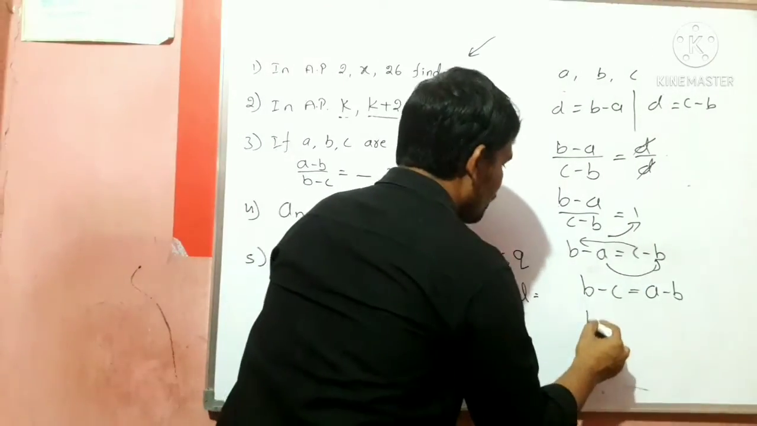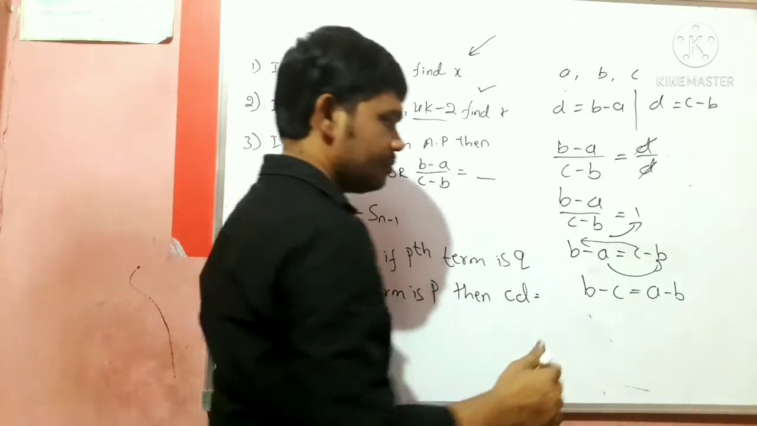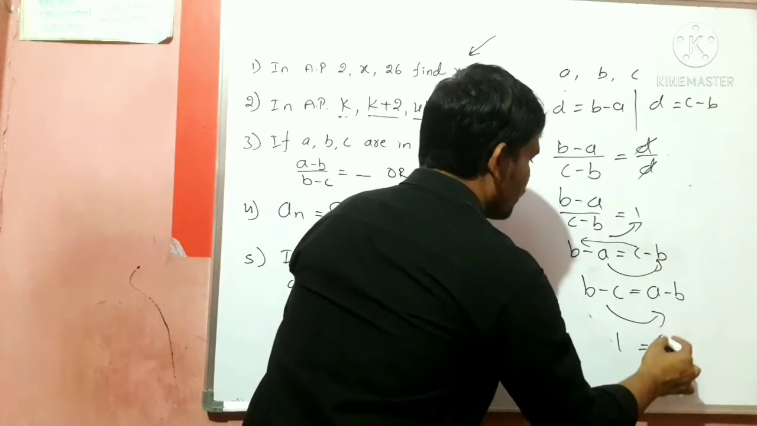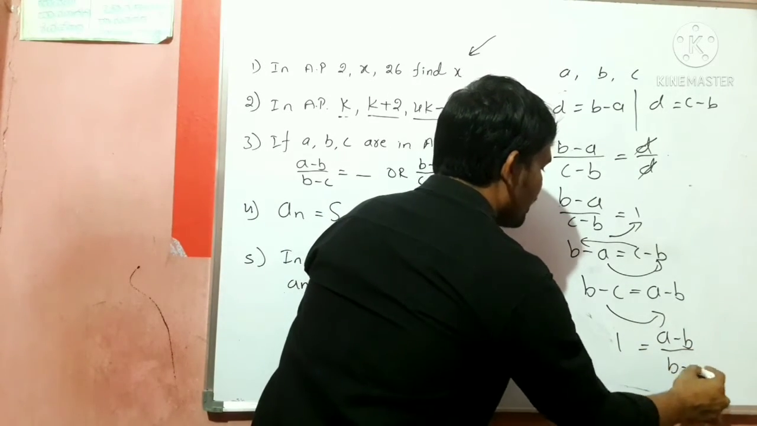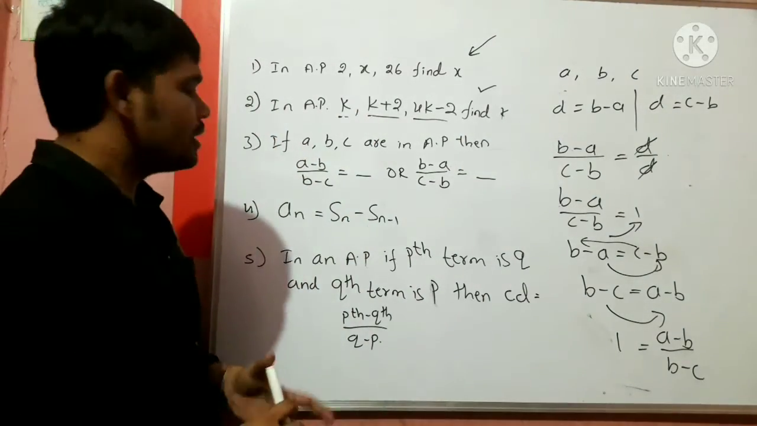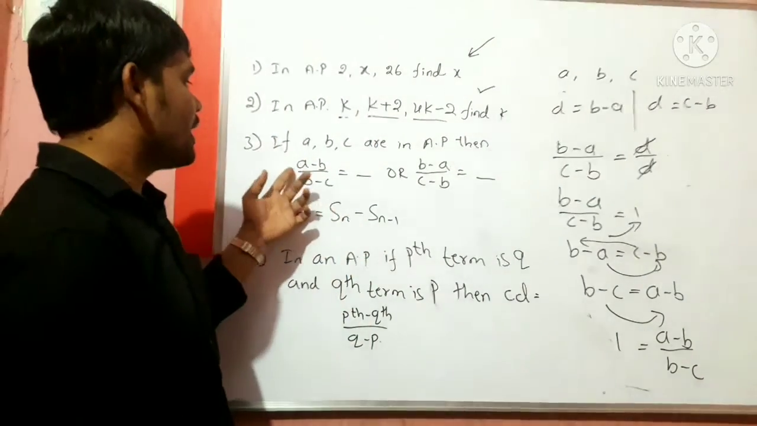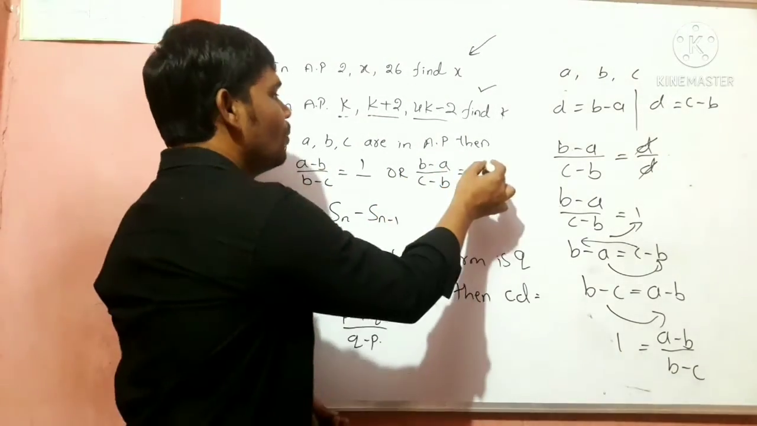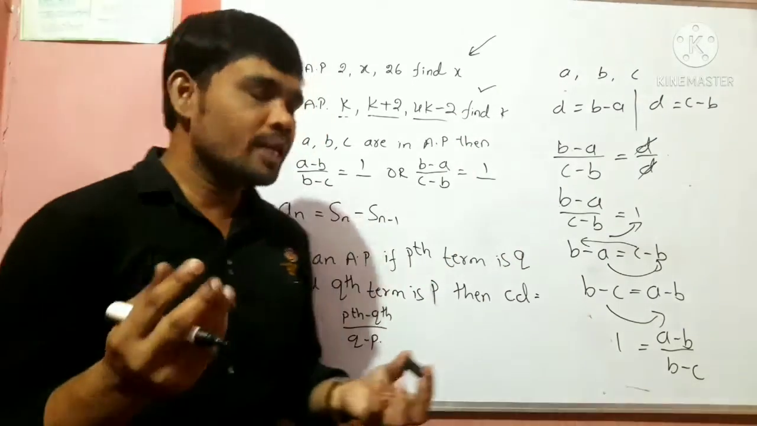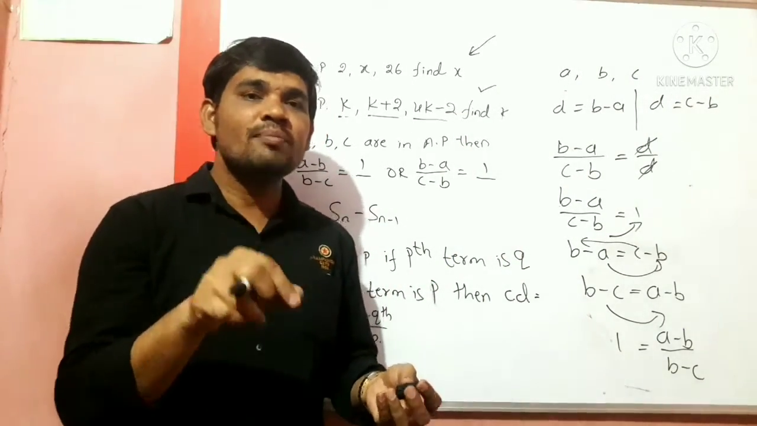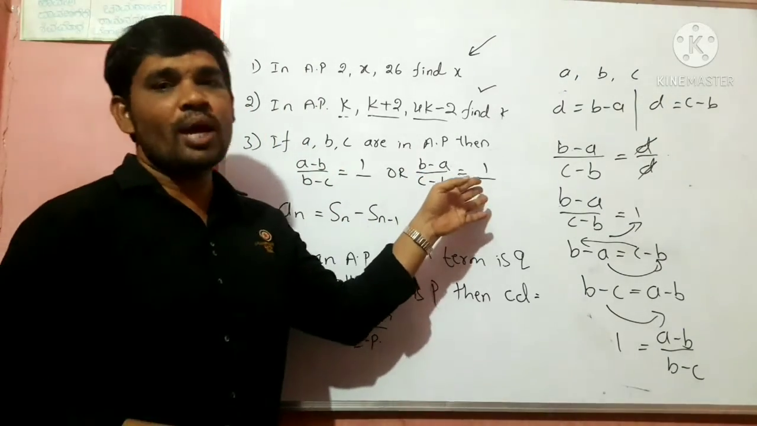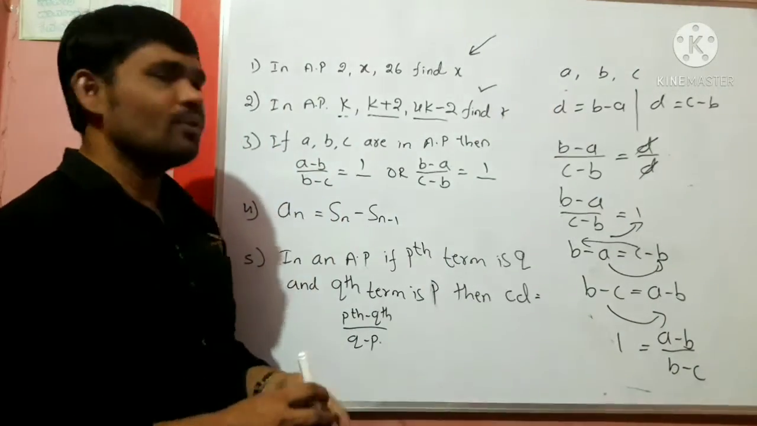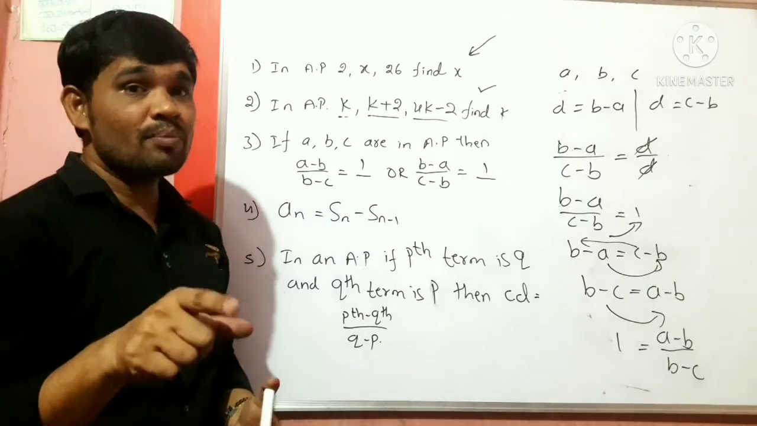If I now write in the ratio form, bring the B minus C to that side. That is 1 is equal to (A minus B) by (B minus C). They just changed the values and asked, that is (A minus B) by (B minus C) is also equal to 1, or else (B minus A) by (C minus B) is also equal to 1. Because the common difference is the same, if I take the ratio of common differences, the value is 1. So it is a simple question, no need to do all these things, you just have to write the value. This is asked in your board exam multiple choice questions.